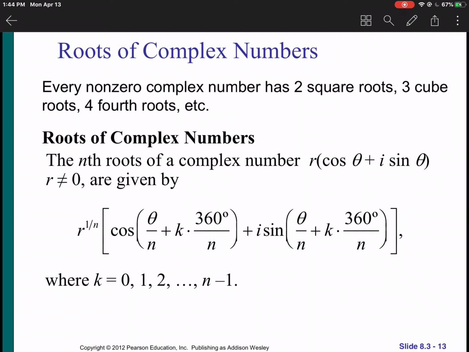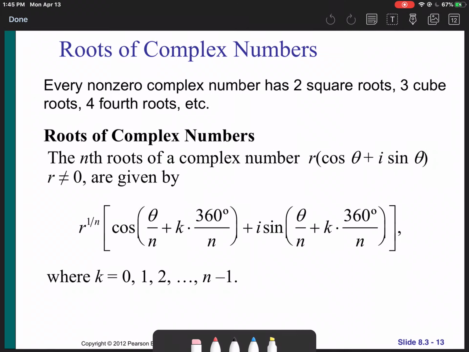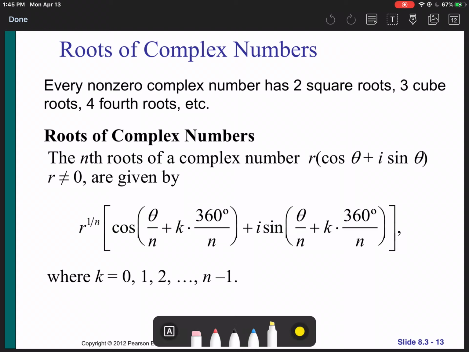Now, if you expand your number system to include the complex number system, so we bring in the imaginary numbers as well, then it turns out that within the complex number system, every non-zero complex number has 2 square roots. That's nothing new. That was the same for real numbers. But it also has 3 cube roots and 4 fourth roots and 5 fifth roots, etc., etc.